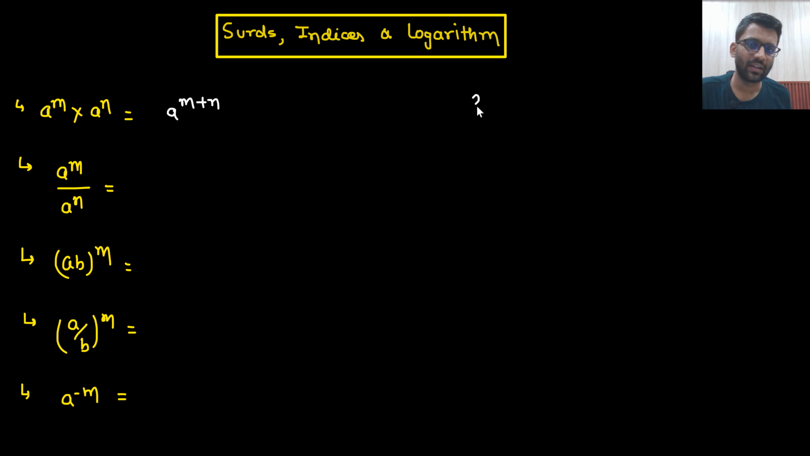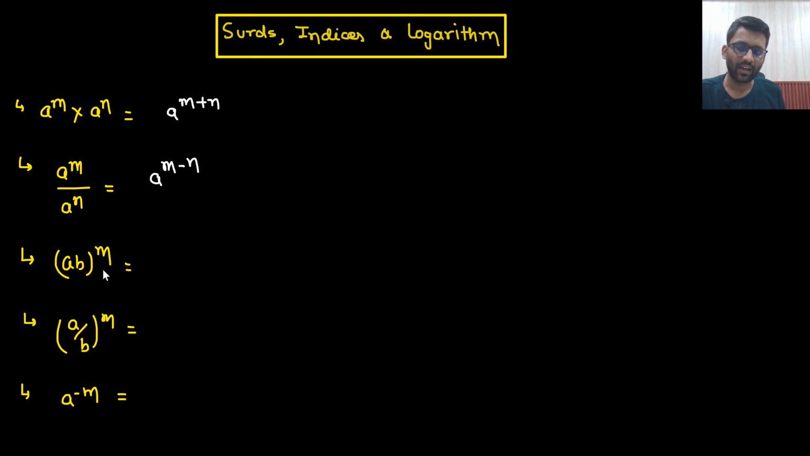You can prove it as well. 2 to the power 3 into 2 to the power 4. So what you will do? You will multiply 2 three times and then 2 four times. So 4 plus 3, 7 times. So a to the power m plus n. This is what it can be written as. A to the power m by a to the power n, you can prove it, can be written as a to the power m minus n.